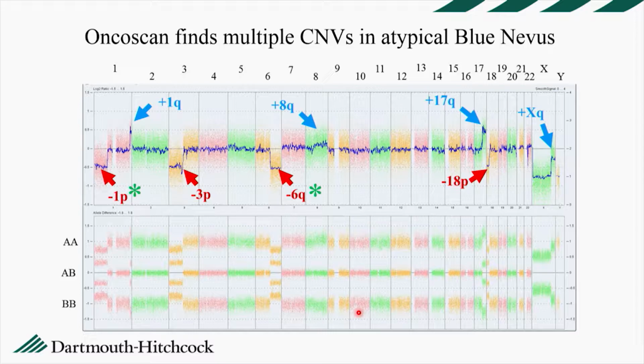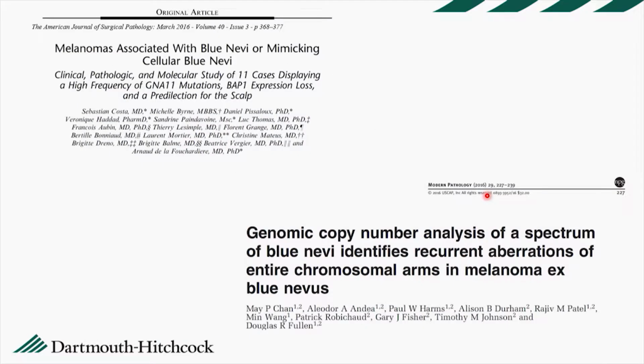Significantly with Oncoscan, we did find the 1p loss I described in tandem with the 6q loss, with additional CNVs present, as described in this graphic: gains in 17q, 8q, 1q, and a loss in 18p. With these other multiple whole-arm CNVs, we would consider malignancy in this atypical melanocytic proliferation.